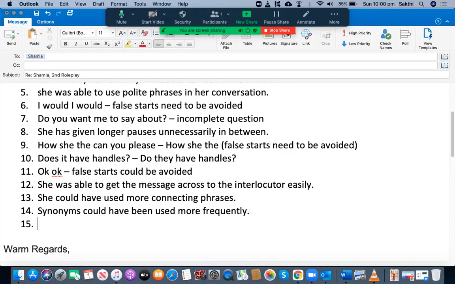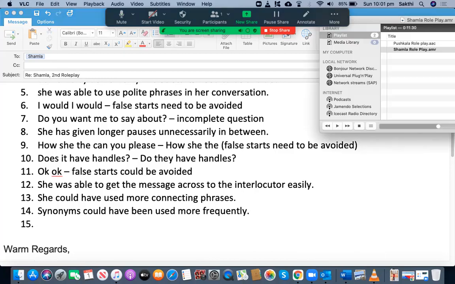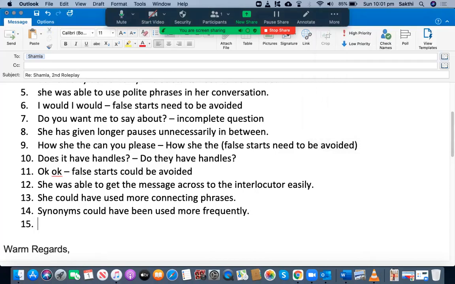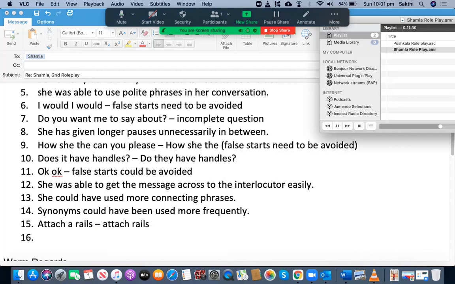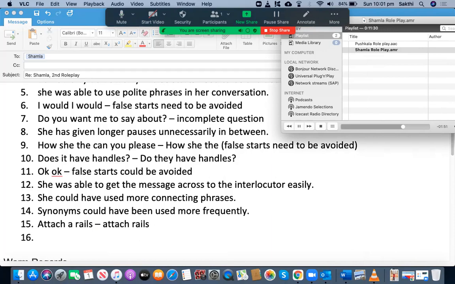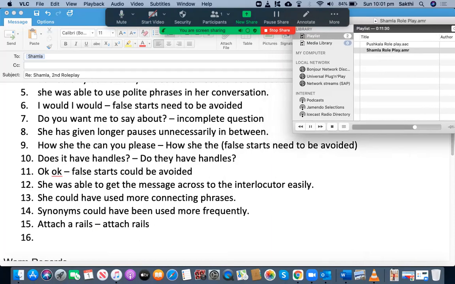Apart from that, it was okay. I would suggest you attach rails to help her move from place to place. So she said attach rails. That's wrong. So attach rails, that's fine. One by your toilet, one in your shower, near her bed, stairs, etc. If it is there, she can move.